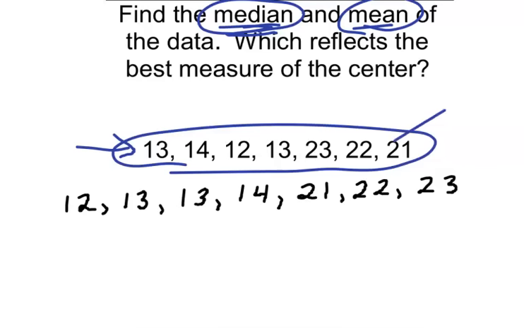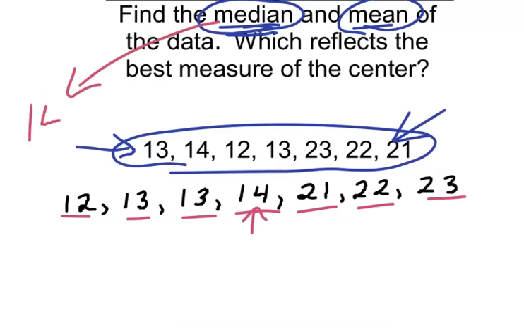So I took these numbers and rewrote them down below: 12, 13, 13, 14, 21, 22, and 23. Let's find real quick the number in the middle. We'll look at both sides to see if we have a shared middle or just one middle. We just have one middle, and it is the 14. That is the only number, so the median is 14.